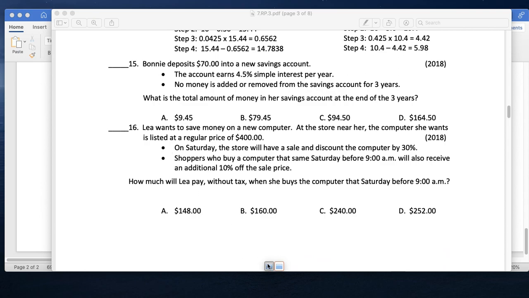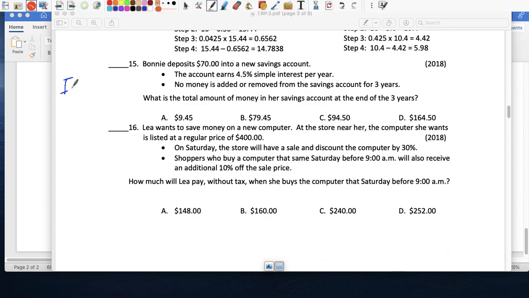Okay, again, another simple interest. I = PRT, 70 times 0.045 times 3. And we get $9.45.